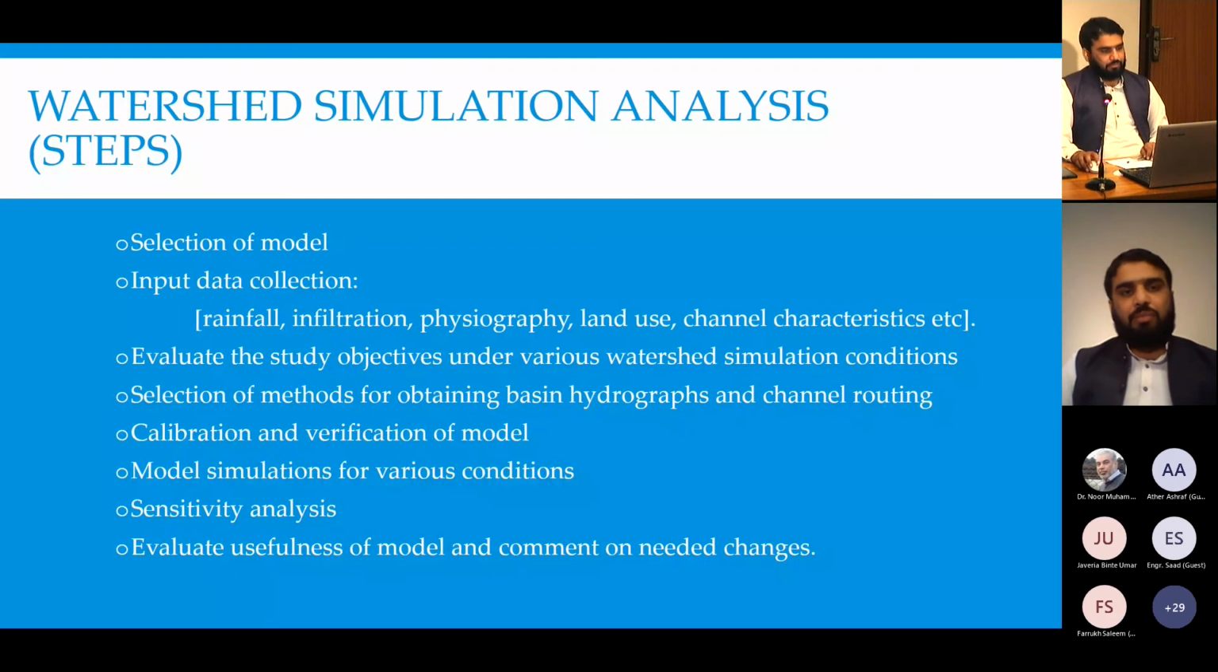Then, once you have selected your model, according to that model you have to collect the input data, then evaluate the objective under the various watershed simulation conditions, select the method for obtaining the basin hydrograph, and importantly, calibration and validation of the model, and again sensitivity analysis of the parameters, and evaluate the usefulness of the models.